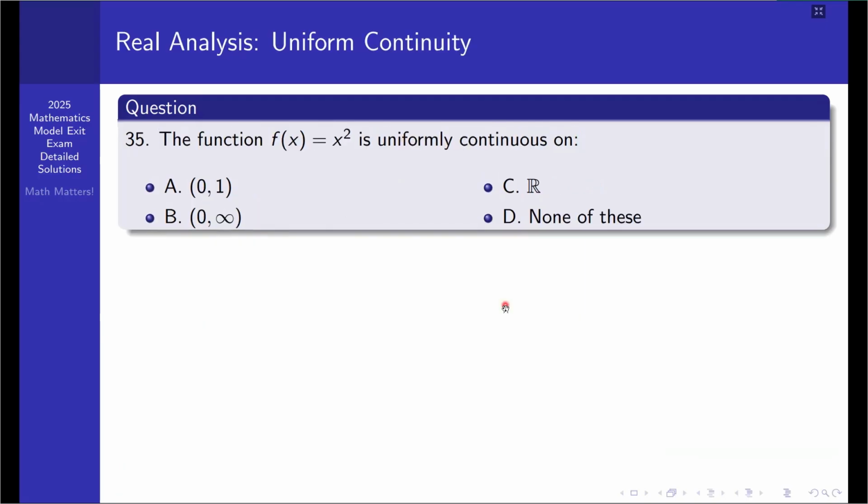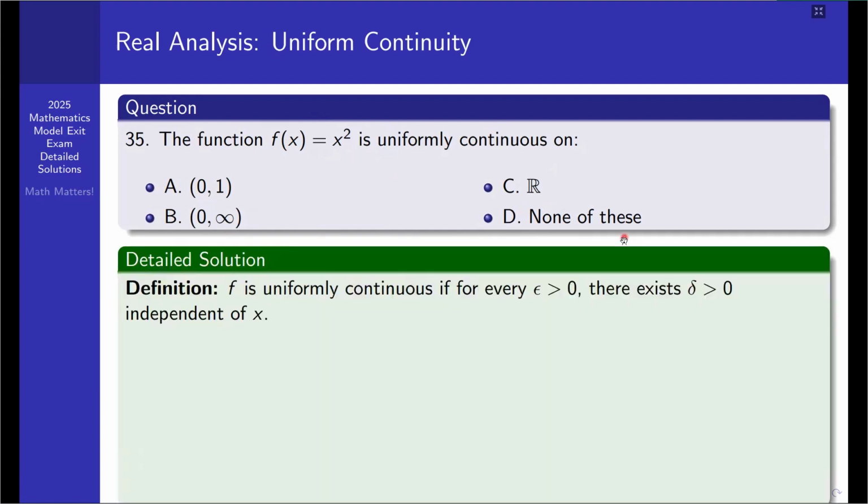Question number 35. The function f of x equal to x squared is uniformly continuous on. This quadratic function is uniformly continuous on 0 to 1, 0 to infinity, on R, or none. We know that f is said to be uniformly continuous if for every epsilon positive, there is a delta positive which is independent of x.